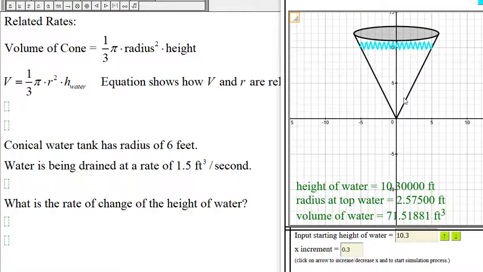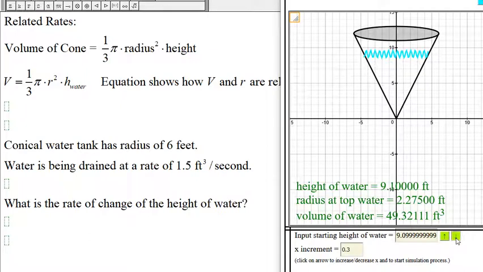Here we have a water tank in the shape of a cone, and water is being drained out of the tank at a rate of 1.5 cubic feet per second. As water comes out, the height of the water, which is the distance from the bottom of the tank up to the water, changes.